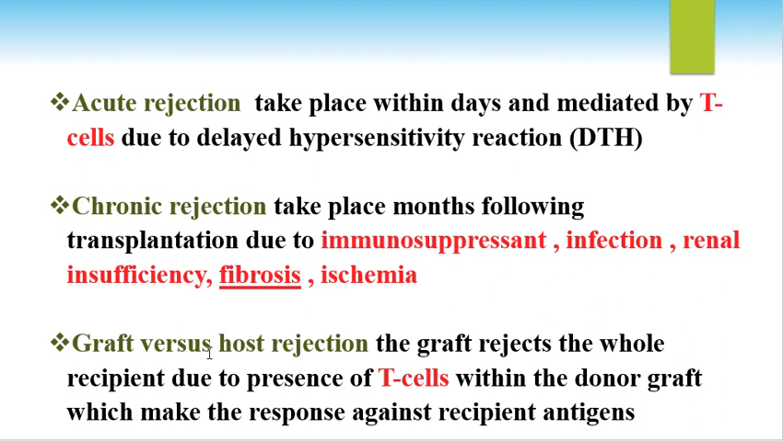Graft versus host rejection, known as GVHR. In this type of rejection, the graft starts to reject the whole body, and it is due to the presence of T cells within the donor graft, which make the response against recipient antigens.